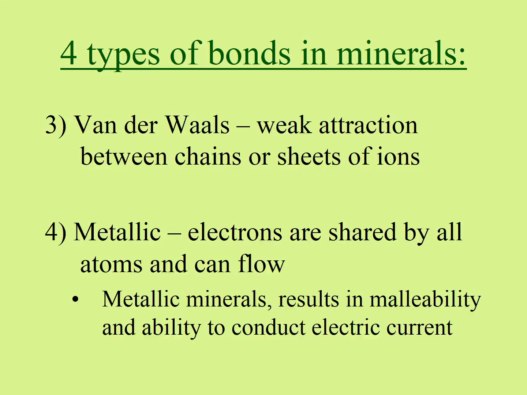Lastly, we have metallic bonds. This is a very unusual kind of bond, but in this one, a bunch of positively charged ions share a group of electrons. So the electrons are shared by all of the atoms, and this means that electrons can flow from one end to the other end of the sample of the metal relatively easily. This strongly affects their behavior. For metallic minerals, we get fairly malleable or easily molded materials, and they're also able to conduct an electrical current relatively easily. So aluminum or gold would be examples of minerals that have a metallic bond.